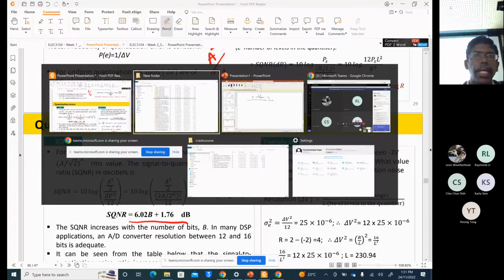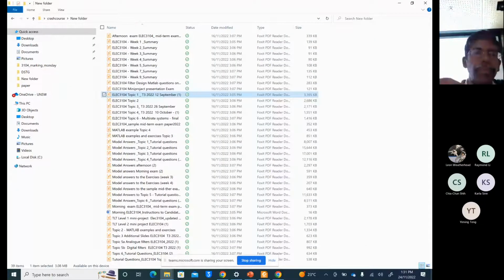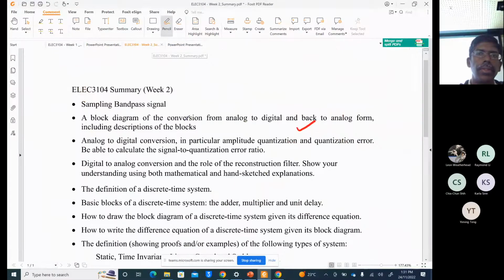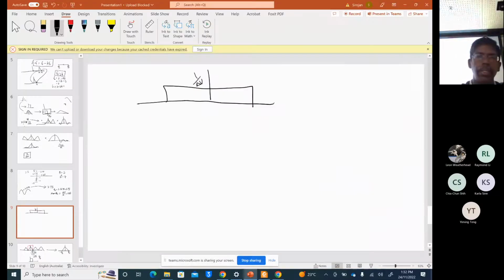So that is about quantization, and then the analog to digital role of that we finished, and the definition of discrete time signal and block diagram. Draw the block diagram, and how to differentiate between discrete time signals.